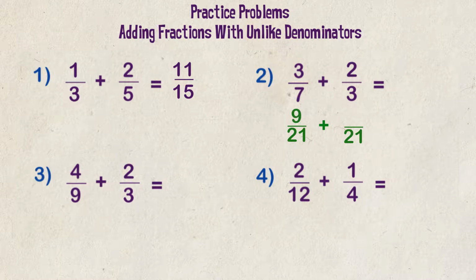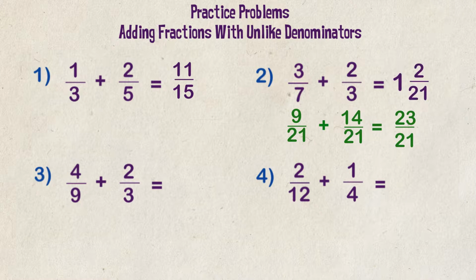We convert the second fraction to an equivalent by multiplying the numerator and denominator by 7, and we get 14/21. We add 9 plus 14 and get a total of 23/21. You may notice this is an improper fraction, which may be fine to leave the way it is, but if the question wants you to convert it to a mixed number, you would write that as 1 and 2/21.